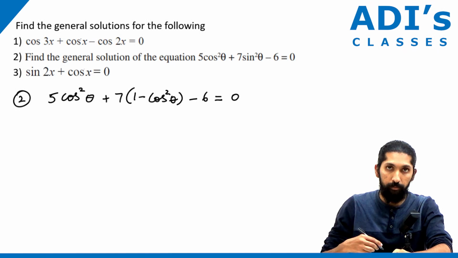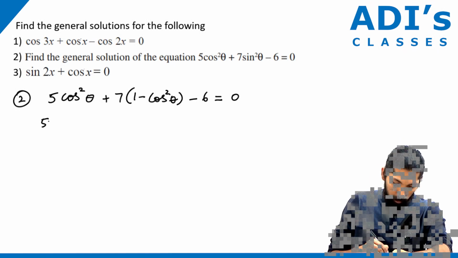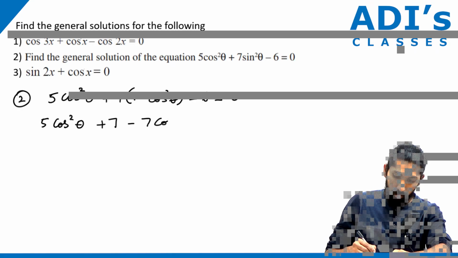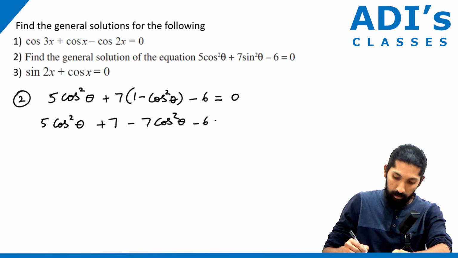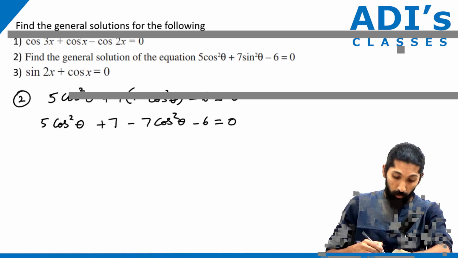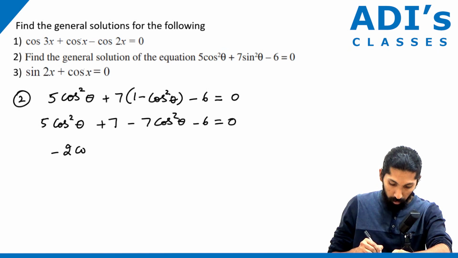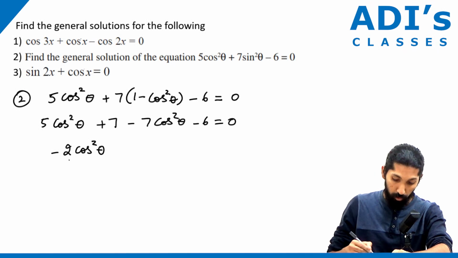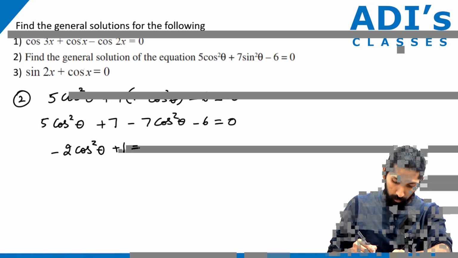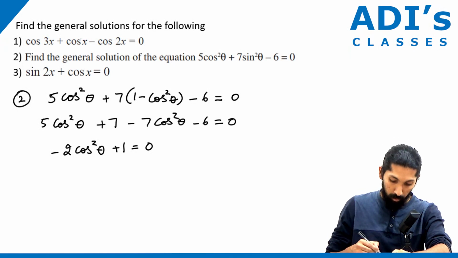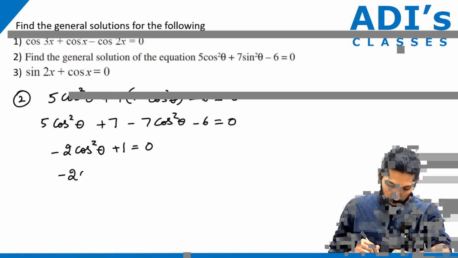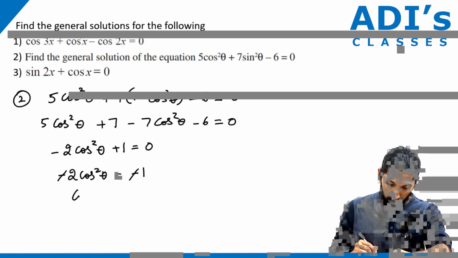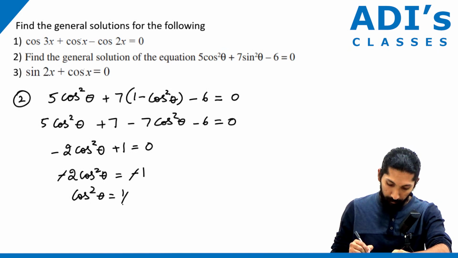That's all. No big difference. 5 cos square theta plus 7 minus 7 cos square theta minus 6 is equal to 0. So now what do we get? Minus 2 cos square theta, correct? Minus 7 plus 5 is minus 2 plus 1 is equal to 0. So what do we get? Minus 2 cos square theta is equal to minus 1. So cos square theta is equal to half.